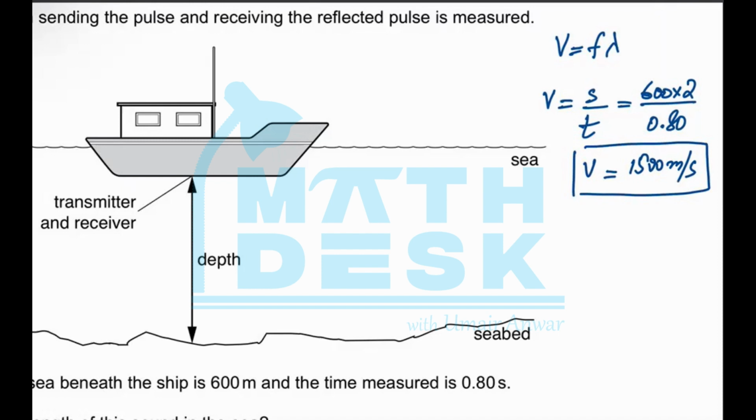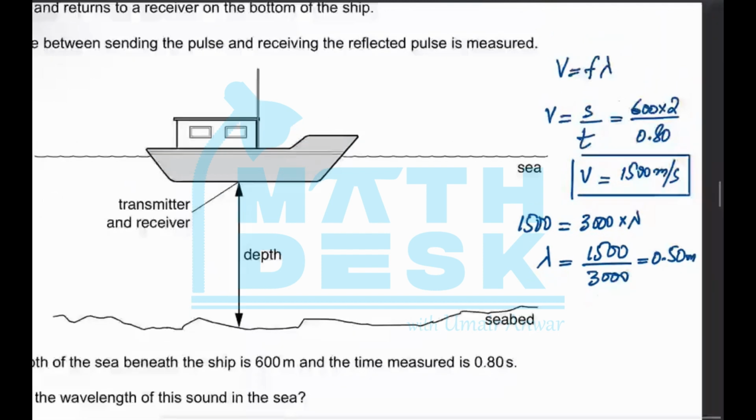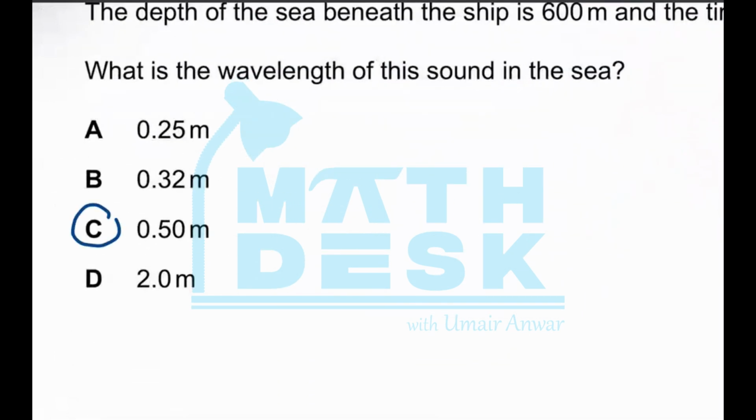Now this value would be used in the formula above. So 1500 is the speed, 3000 is the frequency multiplied by the wavelength. So the wavelength would be equal to 1500 divided by 3000. So it should be 0.50 meters. So out of the given options, C would be the correct answer, that the wavelength in this case would be 0.50 meters.